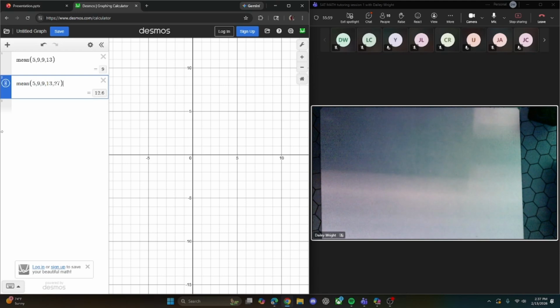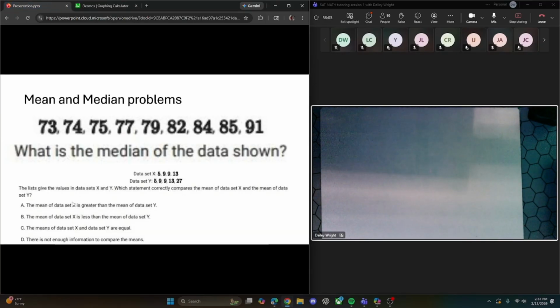So the mean of data set 2 is greater than the mean of data set 1. The mean of data set X is greater than the mean of data set Y. This is wrong because data set X is the first data set, so that cannot be correct. The mean of data set X is actually less than the mean of data set Y, which is what it says in answer choice B. At this point, I would click B and move on, but let's go over the rest of the answer choices.